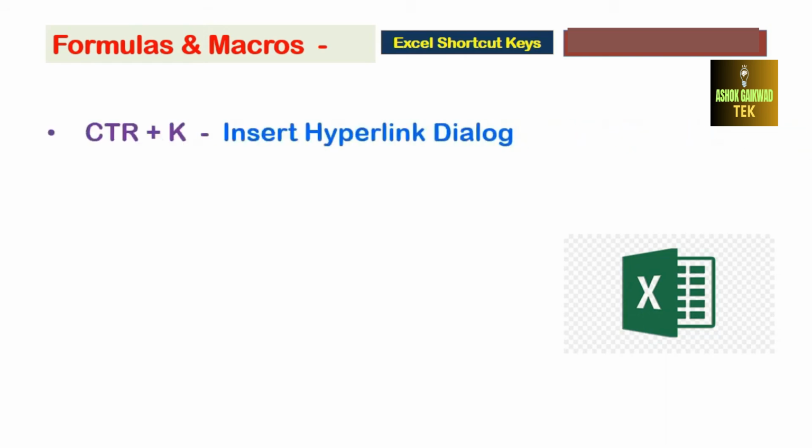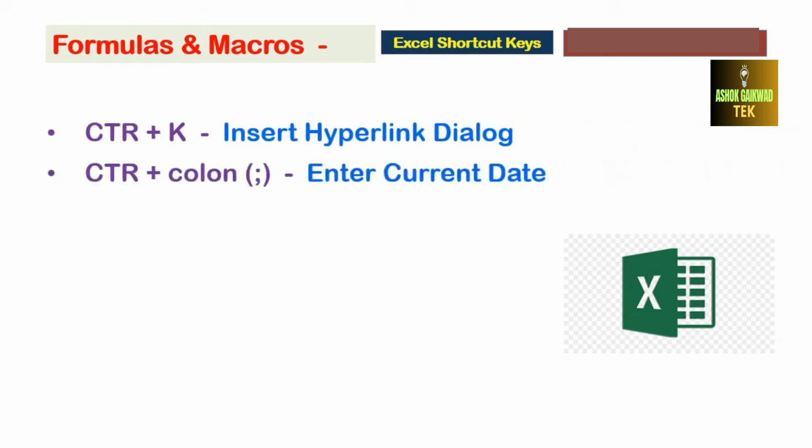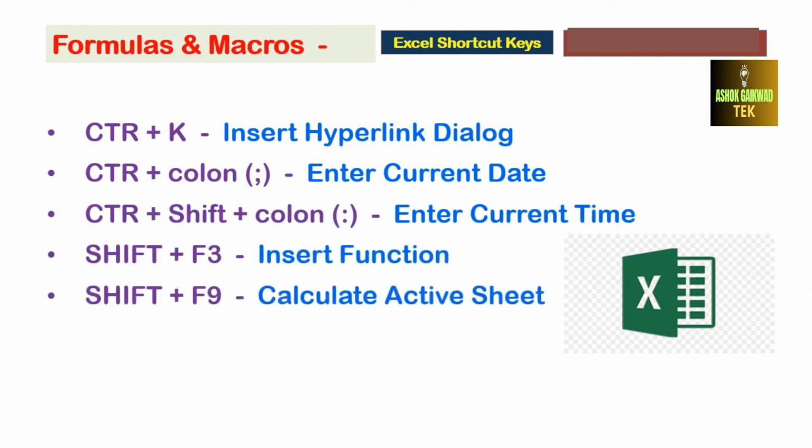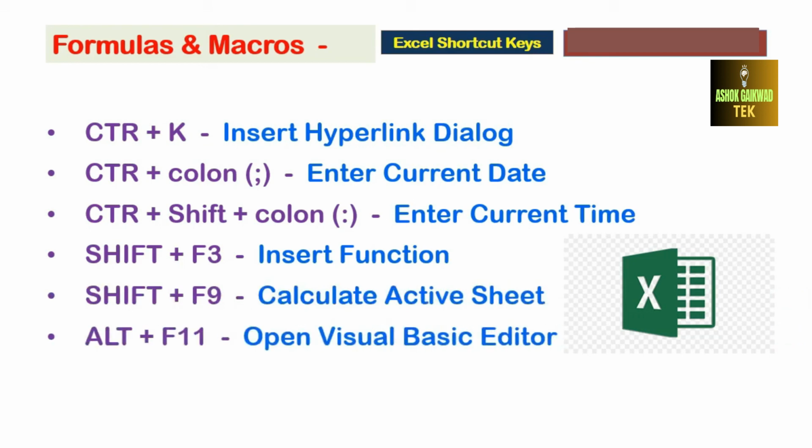Now we are seeing Microsoft Excel shortcut keys for formulas and macros. Control K insert hyperlinks, Control colon enter current date, Control Shift colon for enter current time, Shift F3 for insert function, Shift F9 calculate active sheet, Alt F11 for open Visual Basic Editor, Alt F8 for create macros.